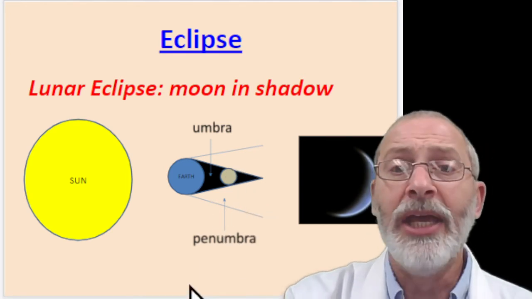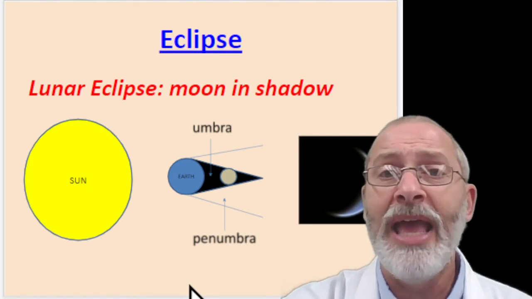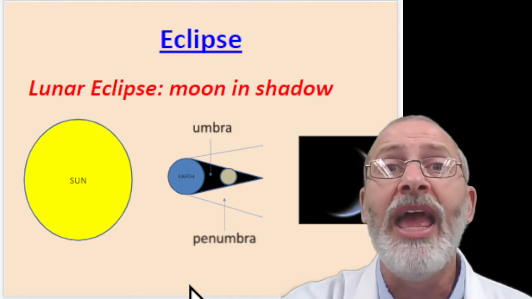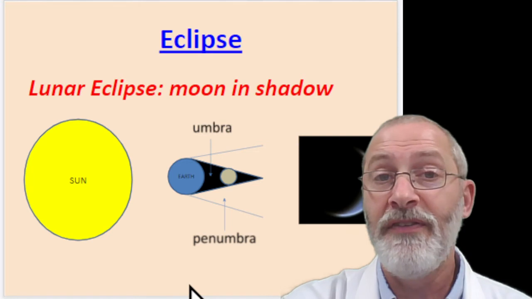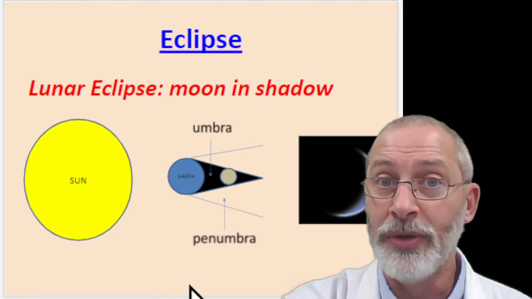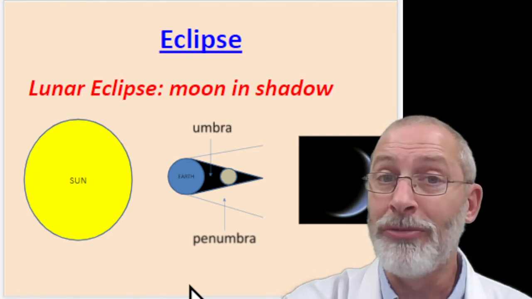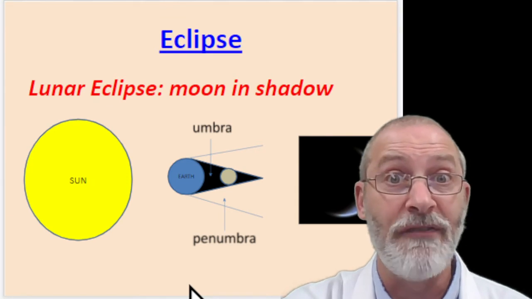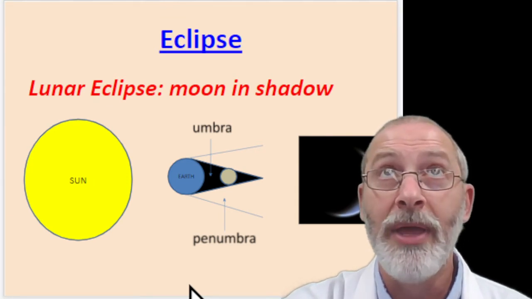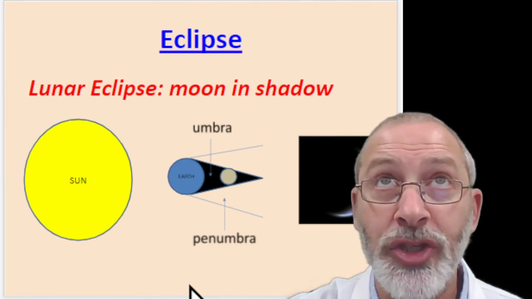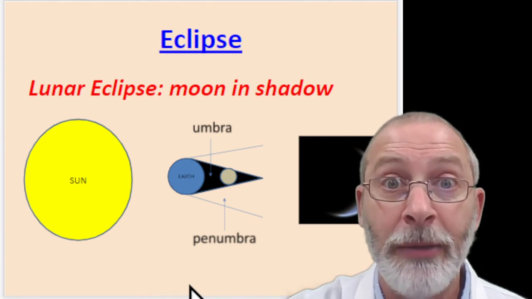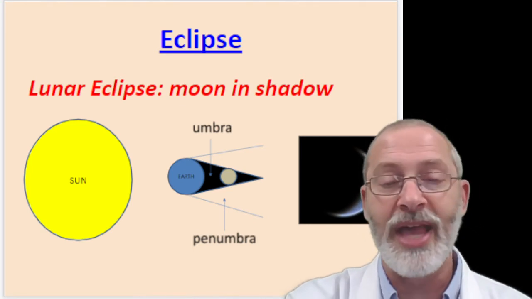Now, a lunar eclipse only happens during a full moon phase of the moon. So it can be pretty dramatic when you are expecting to see a full moon and you look up and you see a full moon that's dark red in color. It can be pretty freaky if you don't know what's happening.